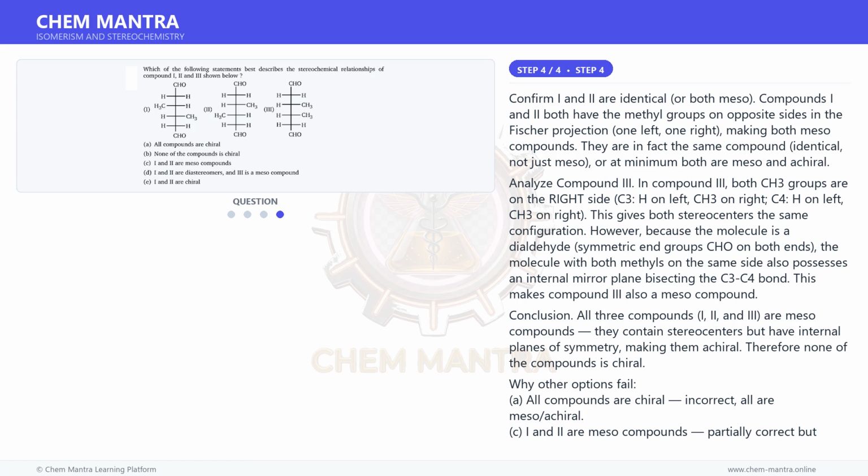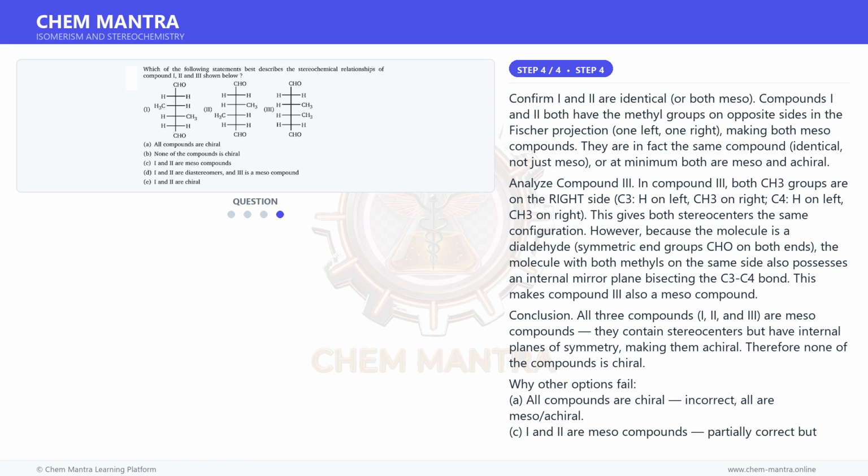In compound 3, both CH3 groups are on the right side: C3, H on left, CH3 on right; C4, H on left, CH3 on right. This gives both stereocenters the same configuration. However, because the molecule is a dialdehyde, with symmetric end groups CHO on both ends, the molecule with both methyls on the same side also possesses an internal mirror plane bisecting the C3-C4 bond. This makes compound 3 also a meso compound.